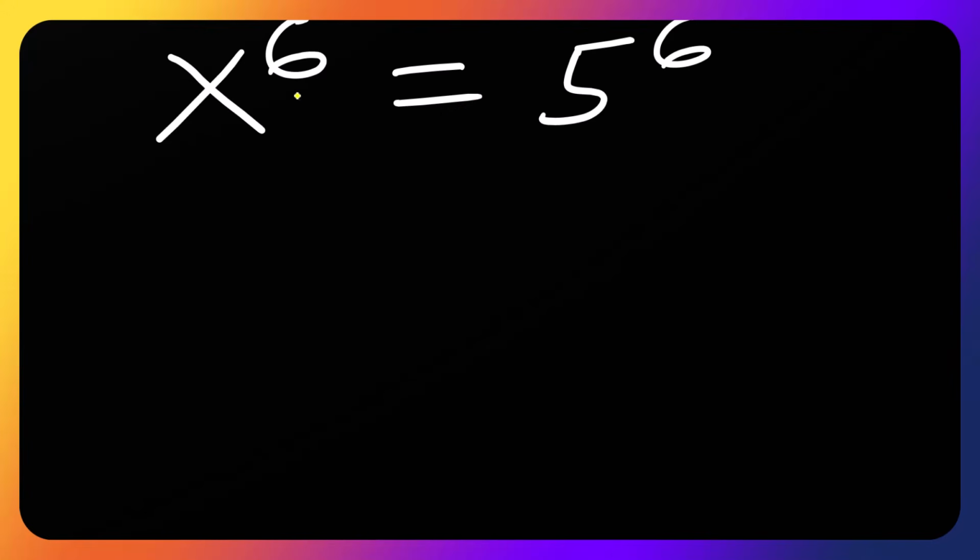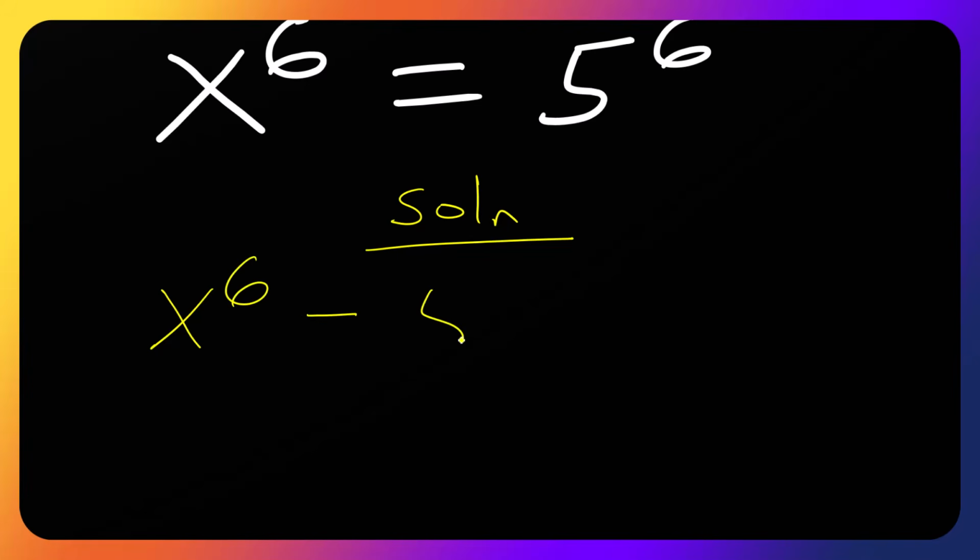Let's solve for x here, given x to the power 6 equals 5 to the power 6. Solution. Now let's bring the 5 to the power 6 to the left hand side. So that will be x to the power 6 minus 5 to the power 6 equals 0.